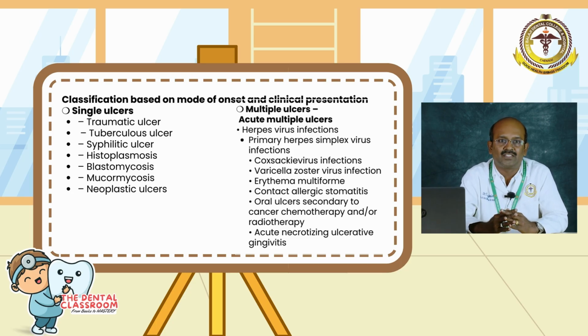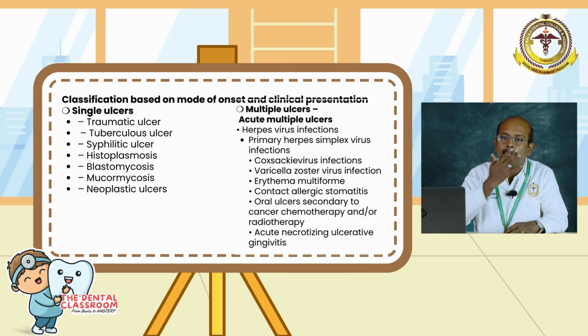In acute multiple ulcers, first comes a viral infection, herpes simplex virus. Mainly we get to see HSV1 in the oral cavity above the waist, HSV2 in the oral cavity below the waist. Next is Coxsackie virus. Next is varicella zoster, erythema multiforme, contact allergy, oral ulcers due to chemotherapy, and ANUG, that is acute necrotizing ulcerative gingivitis. These all come under multiple ulcers with an acute duration.